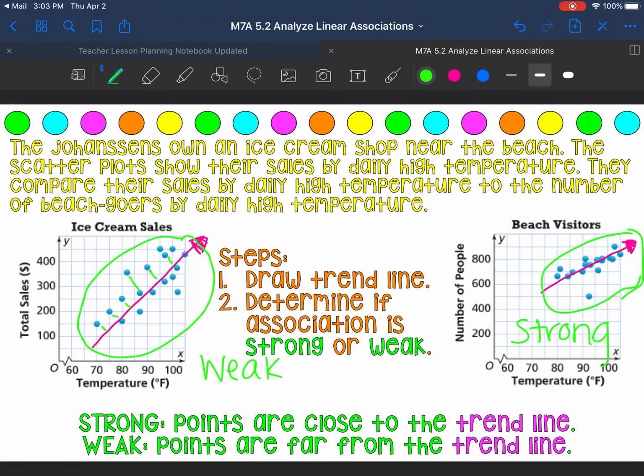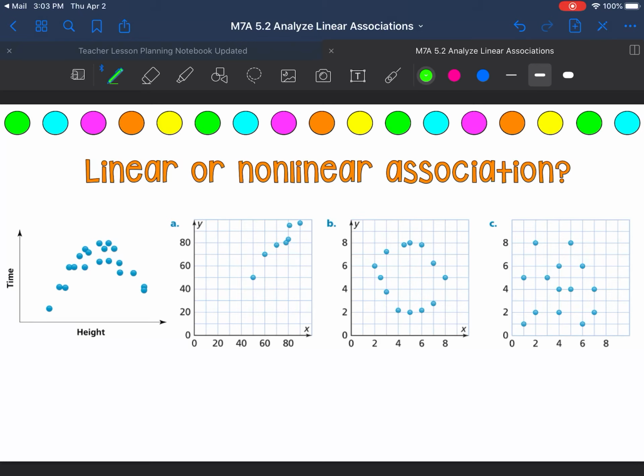All right, so now let's go and let's play a little game. I like to call it linear or non-linear. All right, so our first graph, we have time versus height. Is this linear or is it non-linear? Well, if I take a look at my graph, I'm just going to make a trend line based on my dots, and my trend line is going to curve downwards. So what do you think that means if it curves downward? Do you think it would be linear or non-linear?